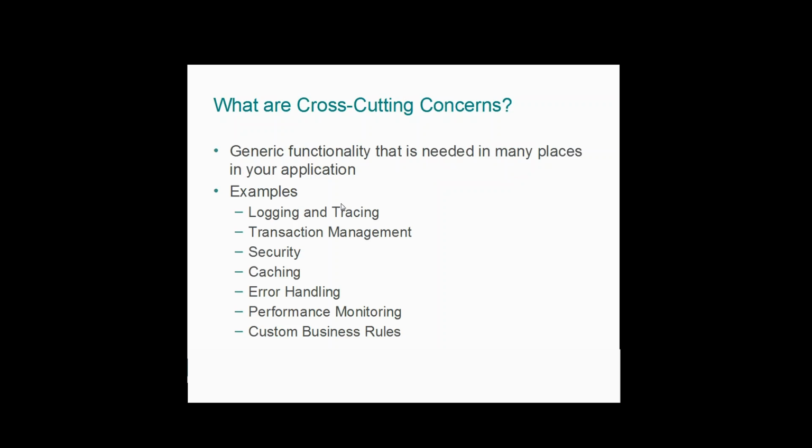If you take an example, this is generic functionality that needs to be in place in many of your applications, like logging, transaction, security code, caching code, error handling, and performance monitoring like instrumentation code. These are all called cross-cutting concerns, which cut across many functional blocks. In these situations, we are still unable to achieve modularization with OO concepts.